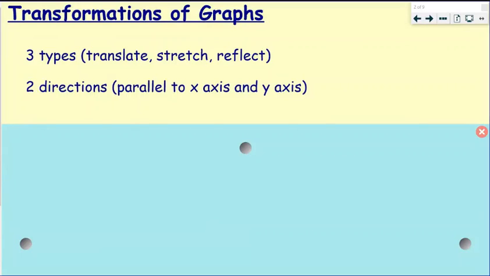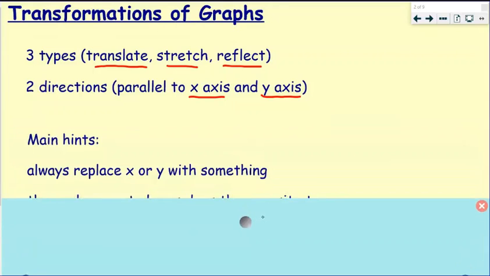Okay, hi, so we're going to revise transformations of graphs. There are three types. We've got translations, stretches, and reflections in two different directions, parallel to the x-axis and parallel to the y-axis. That gives us 6 different transformations, and as a result, if we had a different rule to remember for each one, that could get really complicated.